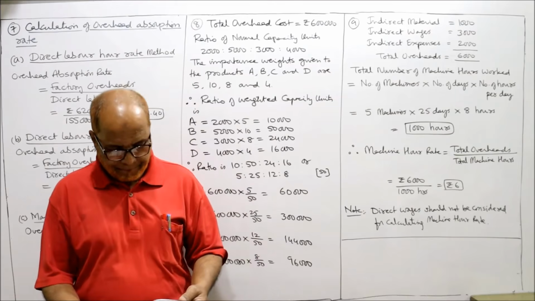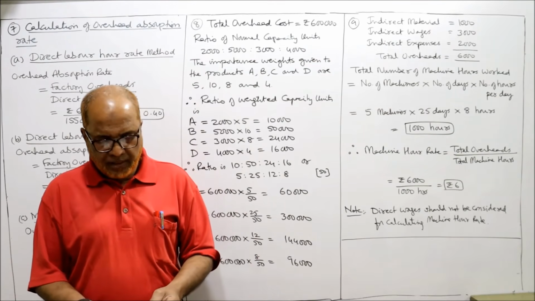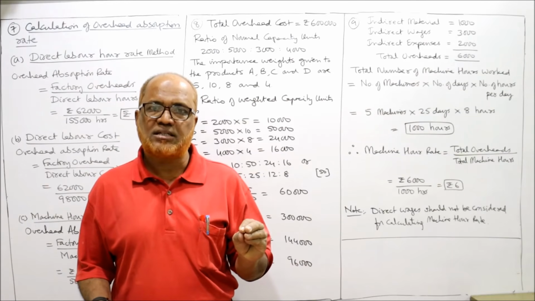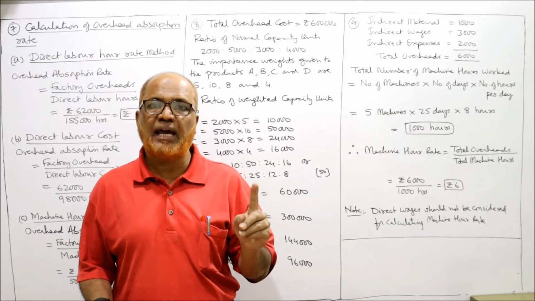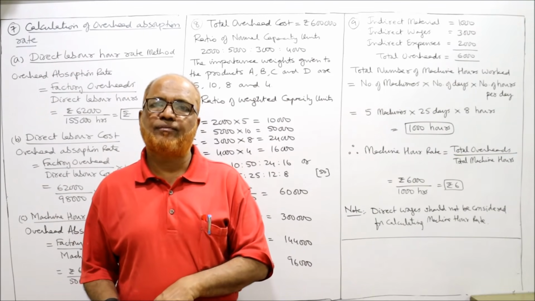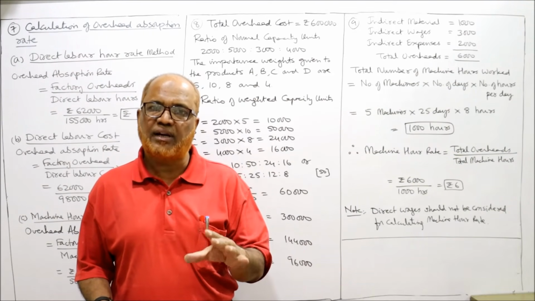Problem number 9. Given number of machines are 5. Working hours per day 8. And each machine works for 8 hours per day. And working days in a month 25. In 1 month 25 working days.